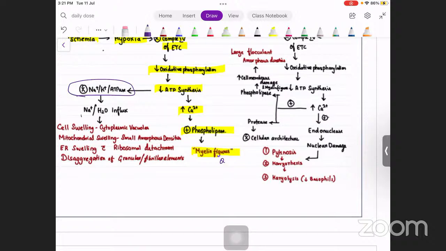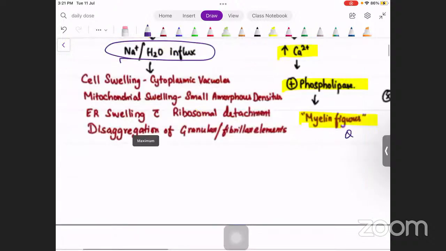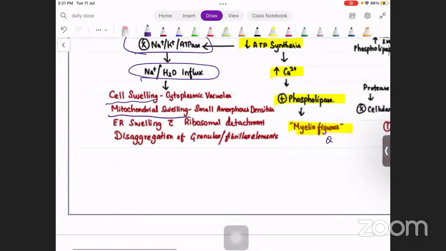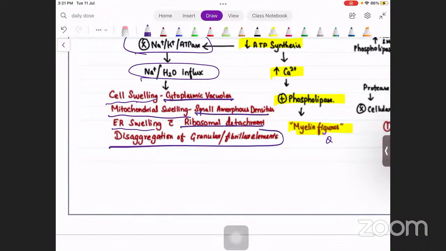And whenever sodium and water influx, what happens? The cell will undergo swelling, the mitochondria will undergo swelling, the endoplasmic reticulum will undergo swelling. Cell swelling could result in cytoplasmic vacuole production. Mitochondrial swelling could result in small amorphous densities. ER swelling could result in ribosomal detachment and disaggregation of granules or fibrillar elements. Very, very important MCQ.